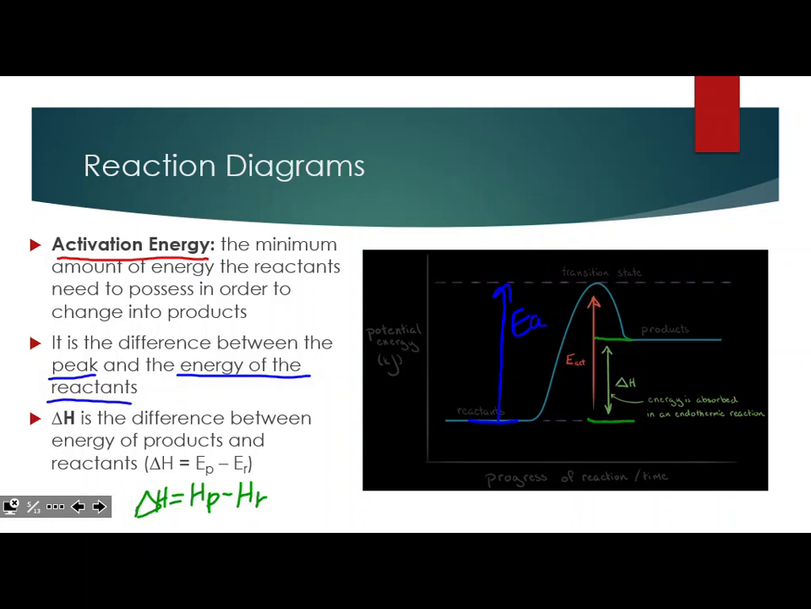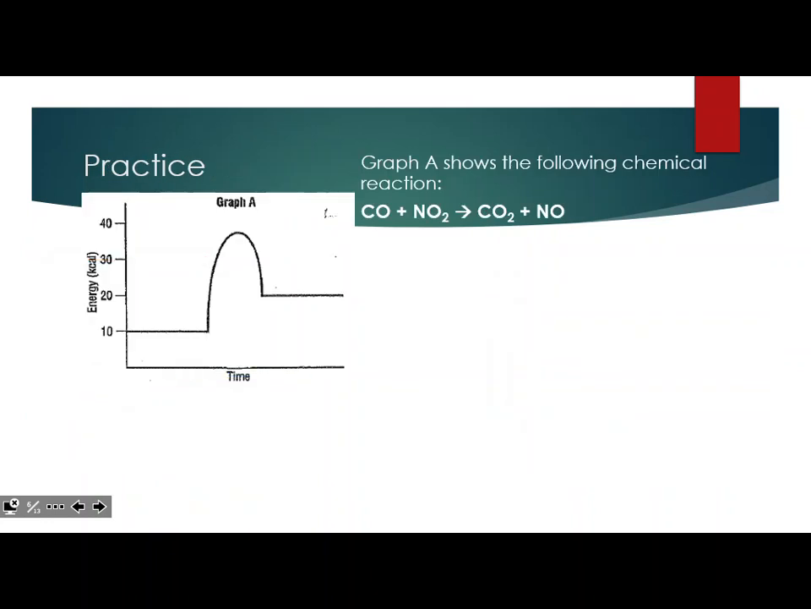So let's look at our practice problem on the notes here. We are given a potential energy diagram. They also state to us the reaction up here. Carbon monoxide plus nitrogen dioxide, giving us carbon dioxide and nitrogen monoxide. All right, so let's do what it tells us to.